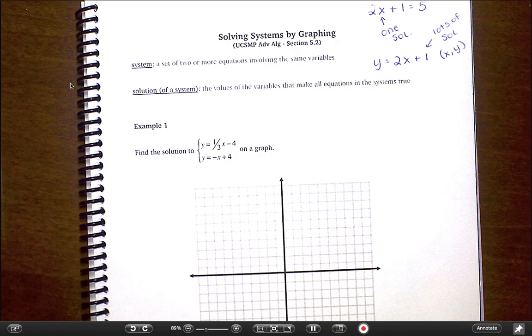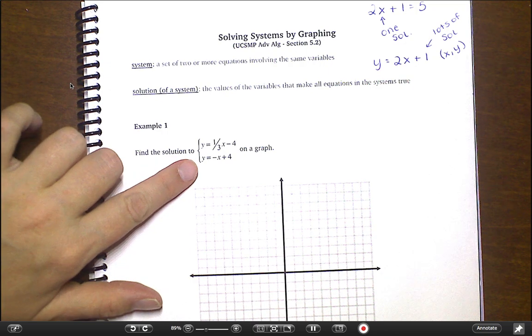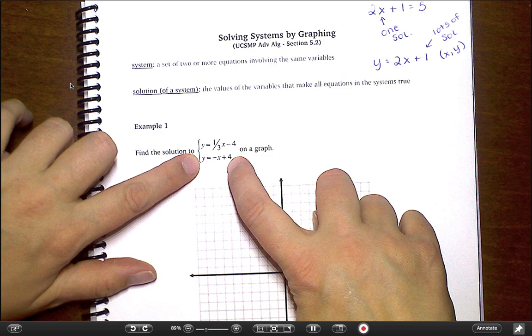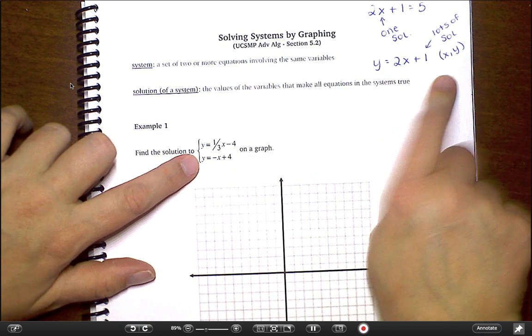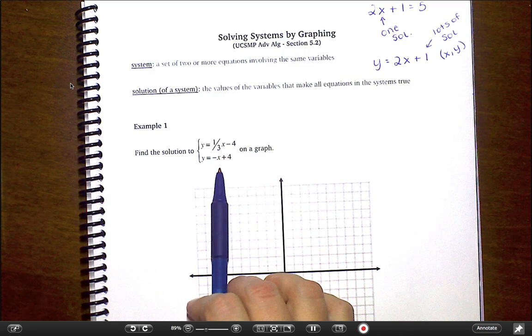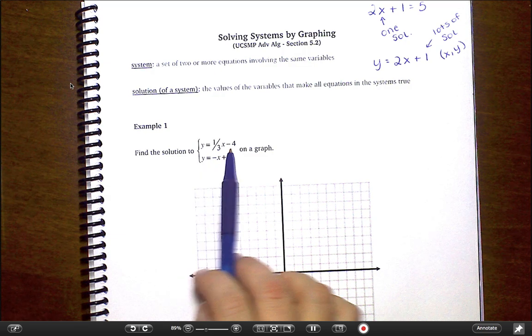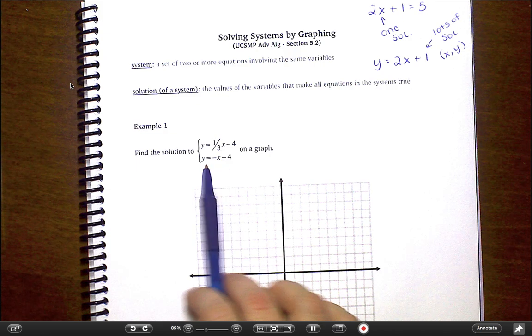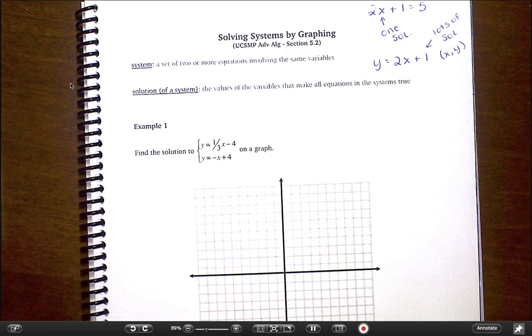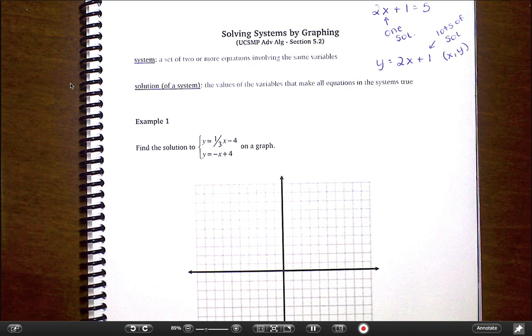So when I hand you a system, and a system is going to look something like you'll see down here in this example 1, each individual equation has a y and an x in it. So each individual equation has lots of solutions. And the solution to the system is the one set of numbers that makes both of them true at the same time. So there are lots of coordinates that are going to make this one true and lots of coordinates that are going to make this one true. And what I'm looking for is the one pair of coordinates that makes them both true at the same time. Okay? So I just wanted you to really wrap your heads around what we mean when we say solutions.